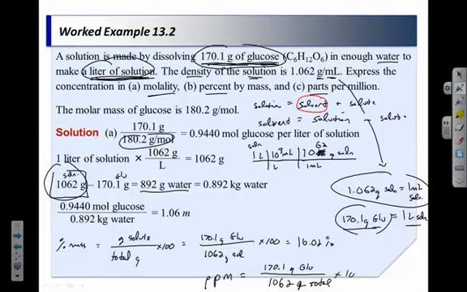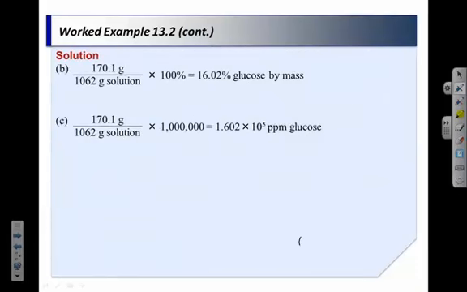But I multiply it by a million instead of 100 per century. And that's going to give me this number in parts per million. Questions about that?